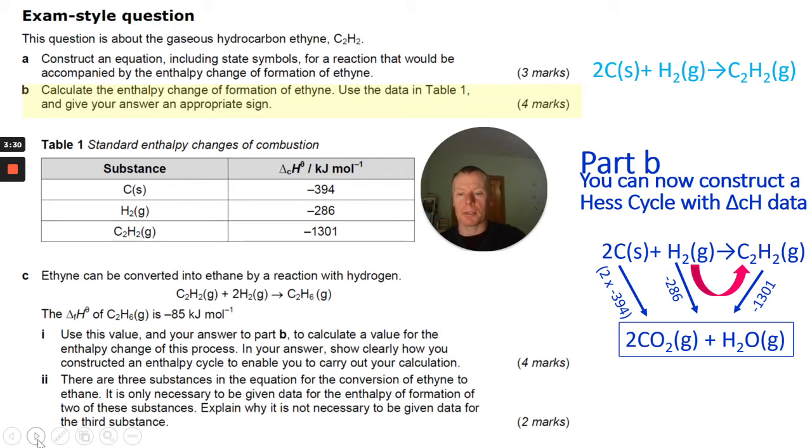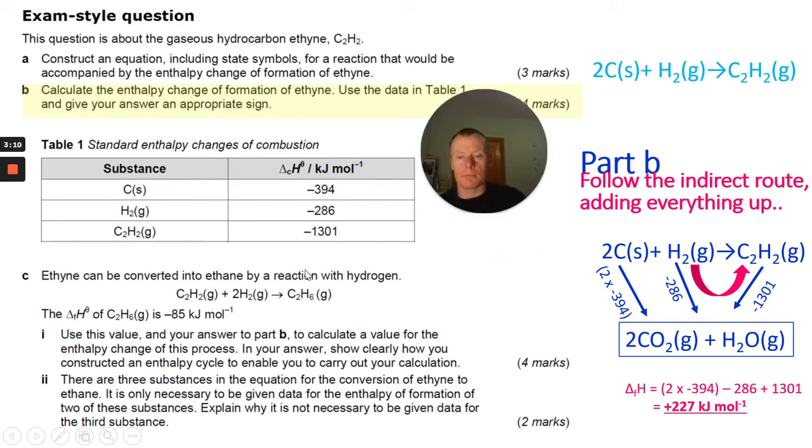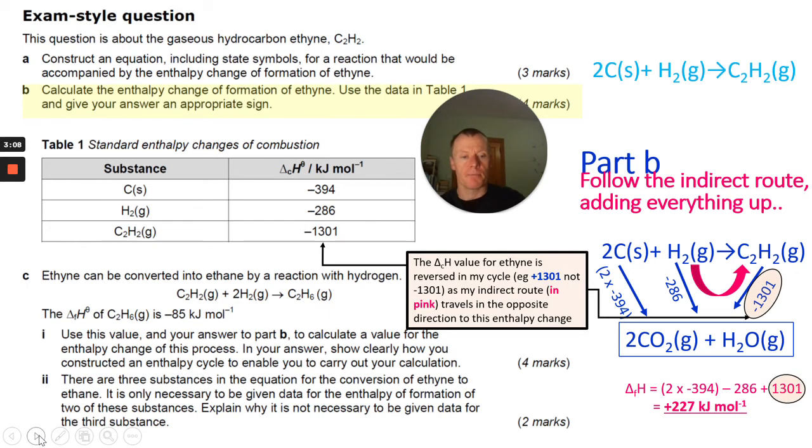So if we now think about how to put that into a calculation, you follow the indirect route from the left-hand side to the right-hand side, but you have to be careful to take into account the fact that on the right-hand side, the indirect route goes against the direction of the enthalpy change that you're given. So the enthalpy change you're given is minus 1301. So let's just have a look at that. So what I'm putting in my calculation is positive 1301. So that gives plus 227 kilojoules per mole.